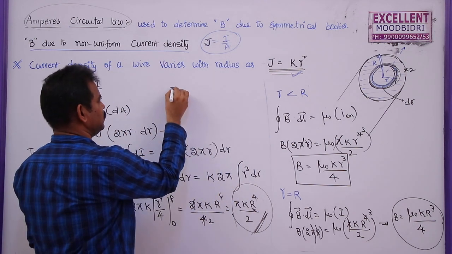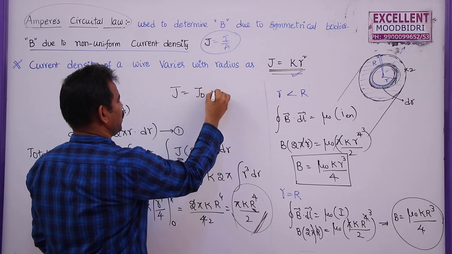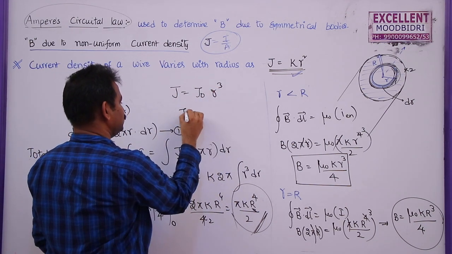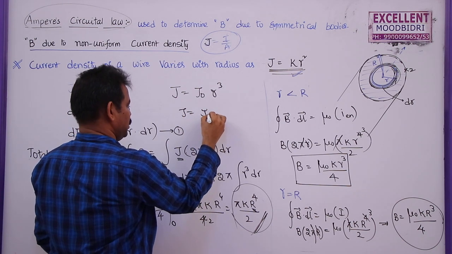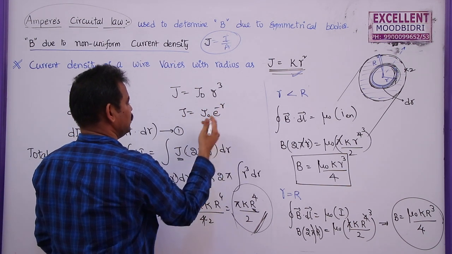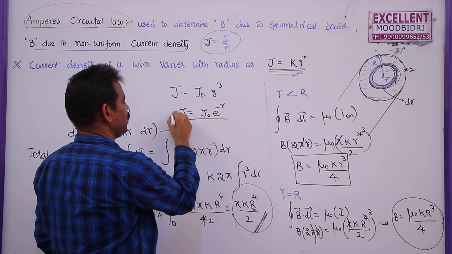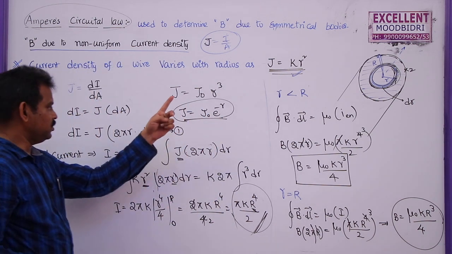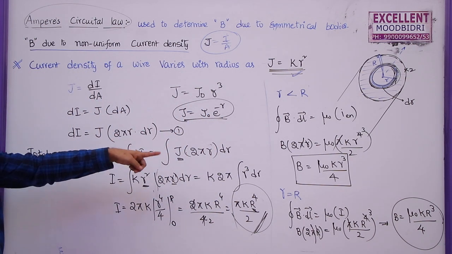In other problems they may give J is equal to J naught r cubed, or J is equal to J naught e to the power minus r. So they may give some variables on which we have to differentiate, or here you have to integrate to find the final value.